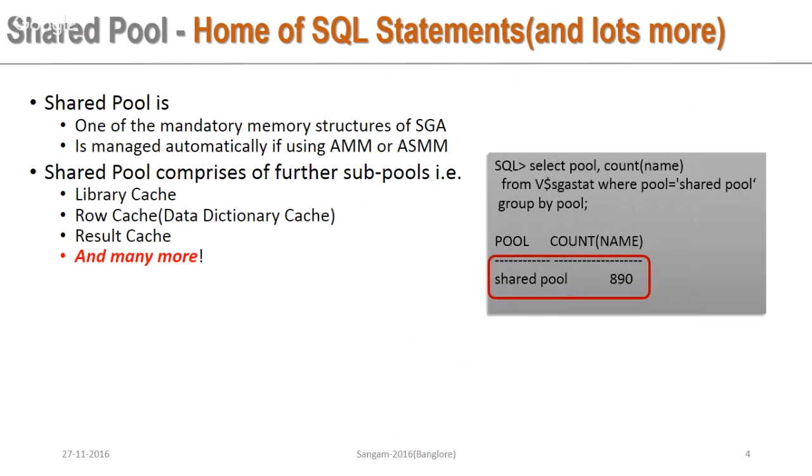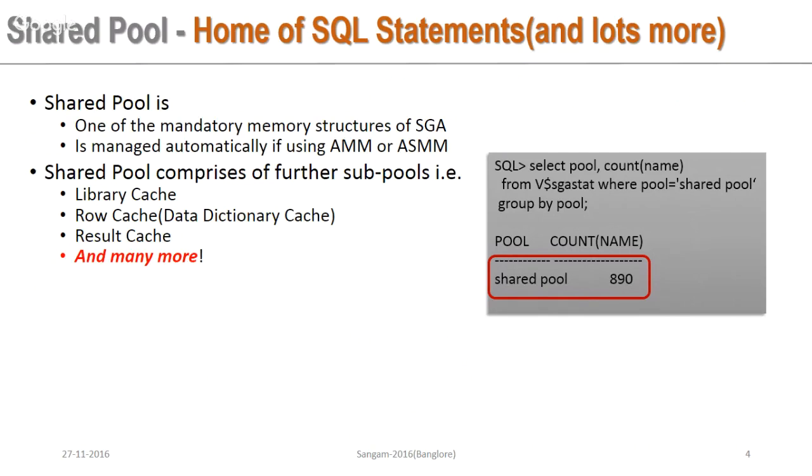Now, I put up this particular thing because it is a demystifying point. The shared pool is not exactly what most people think of. Most people assume that the shared pool contains the library cache, the row cache, which is also known as the data dictionary cache, and from 11g onwards, something called the result cache. But the shared pool actually contains many more structures inside as well. This is just a quick query which I put up here, showing that in the case of the shared pool, we have nearly 890 structures inside.